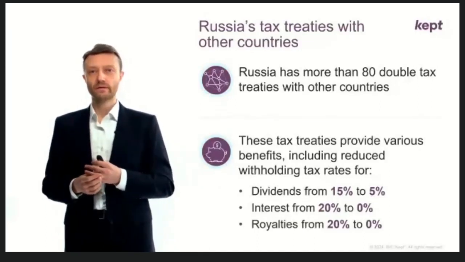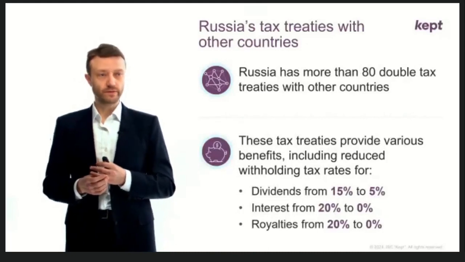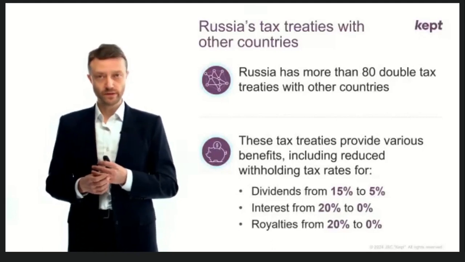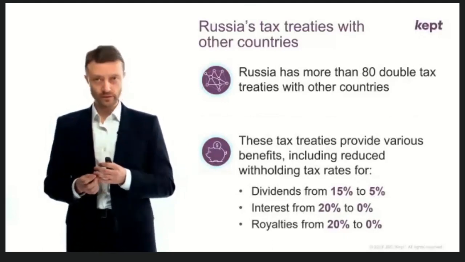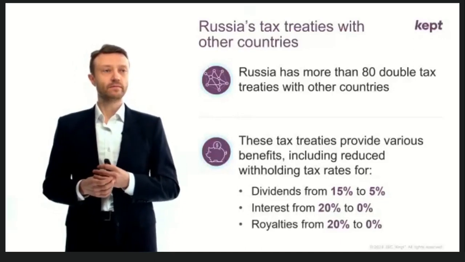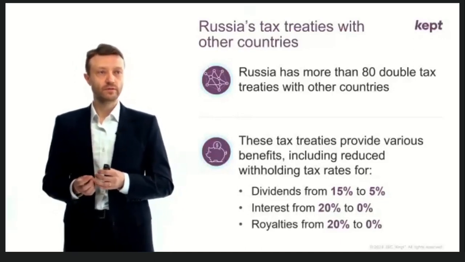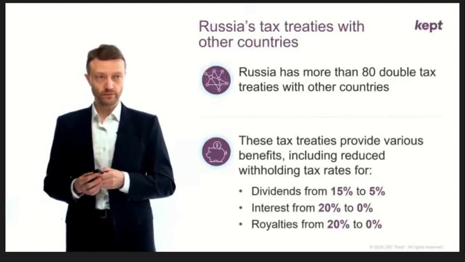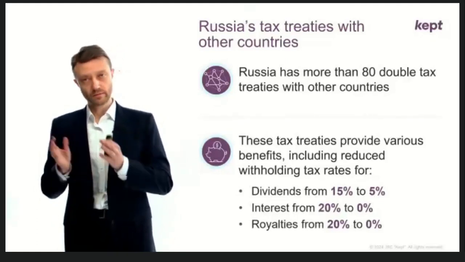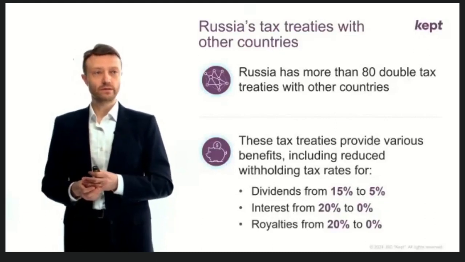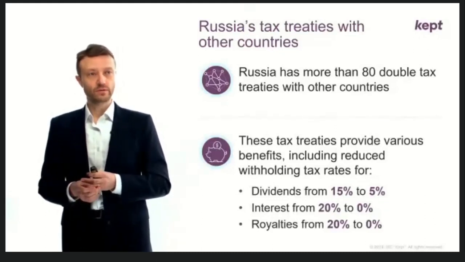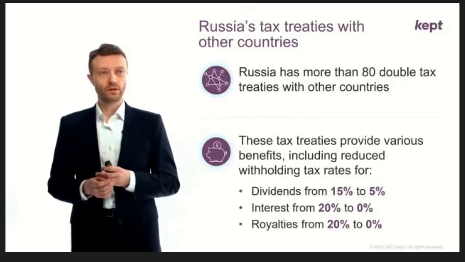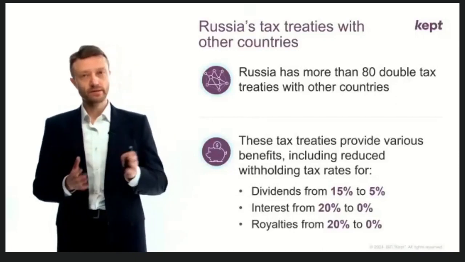For dividends, as is seen on the slides, Russia imposes withholding tax at a rate of 15%, and many treaties, in fact, reduce these withholding tax rates to 5%. Not all of them, it depends on the treaty, but it's not uncommon to see a Russian double tax treaty with another country where a 5% rate is achievable for dividends. For interest and royalties, the decrease is even more substantial, from 20%, which is the domestic rate that Russia imposes, to as low as 0, an exemption, again depending on the treaty.